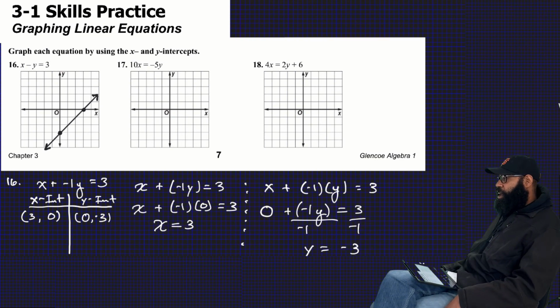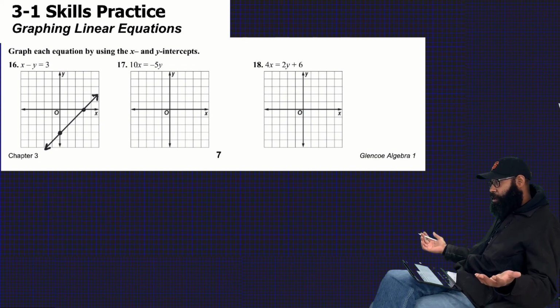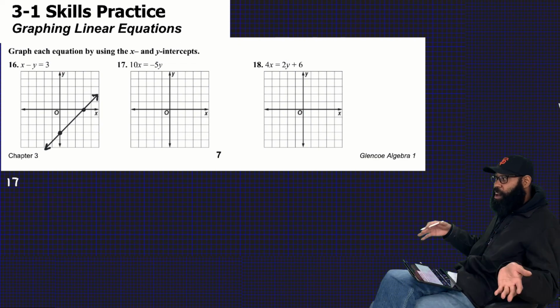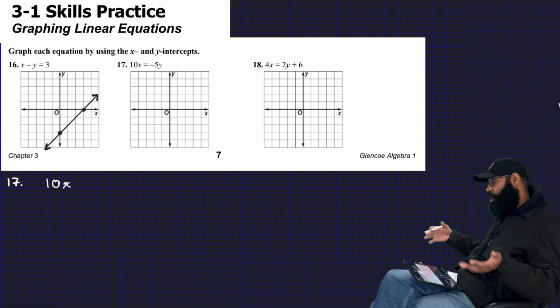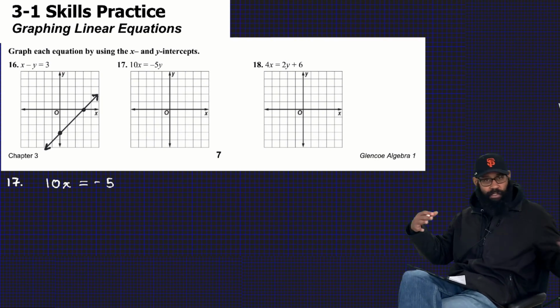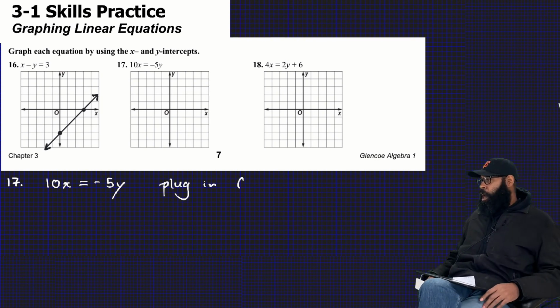But -1y divided by -1. Do it to both sides. 3 divided by -1, you get -3. You see my hands moving because we're done. Don't know what else to do, but get it right.